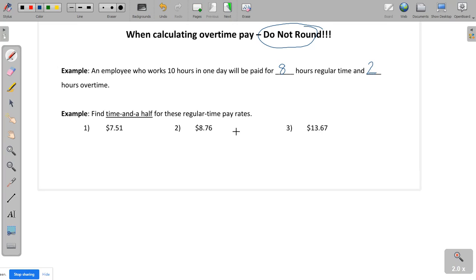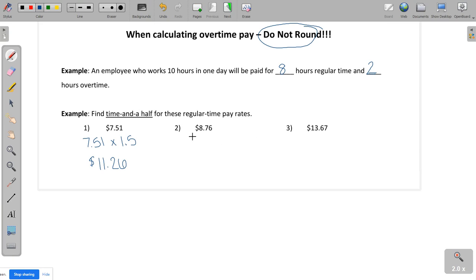Here we are going to find the new pay rates for time and a half. So $7.51. We're going to take the pay rate and multiply it by time and a half, so it'd be multiplied by 1.5. And when we multiply this, we get $11.26. I want you to try the next two, then come back to the video and check your answers.